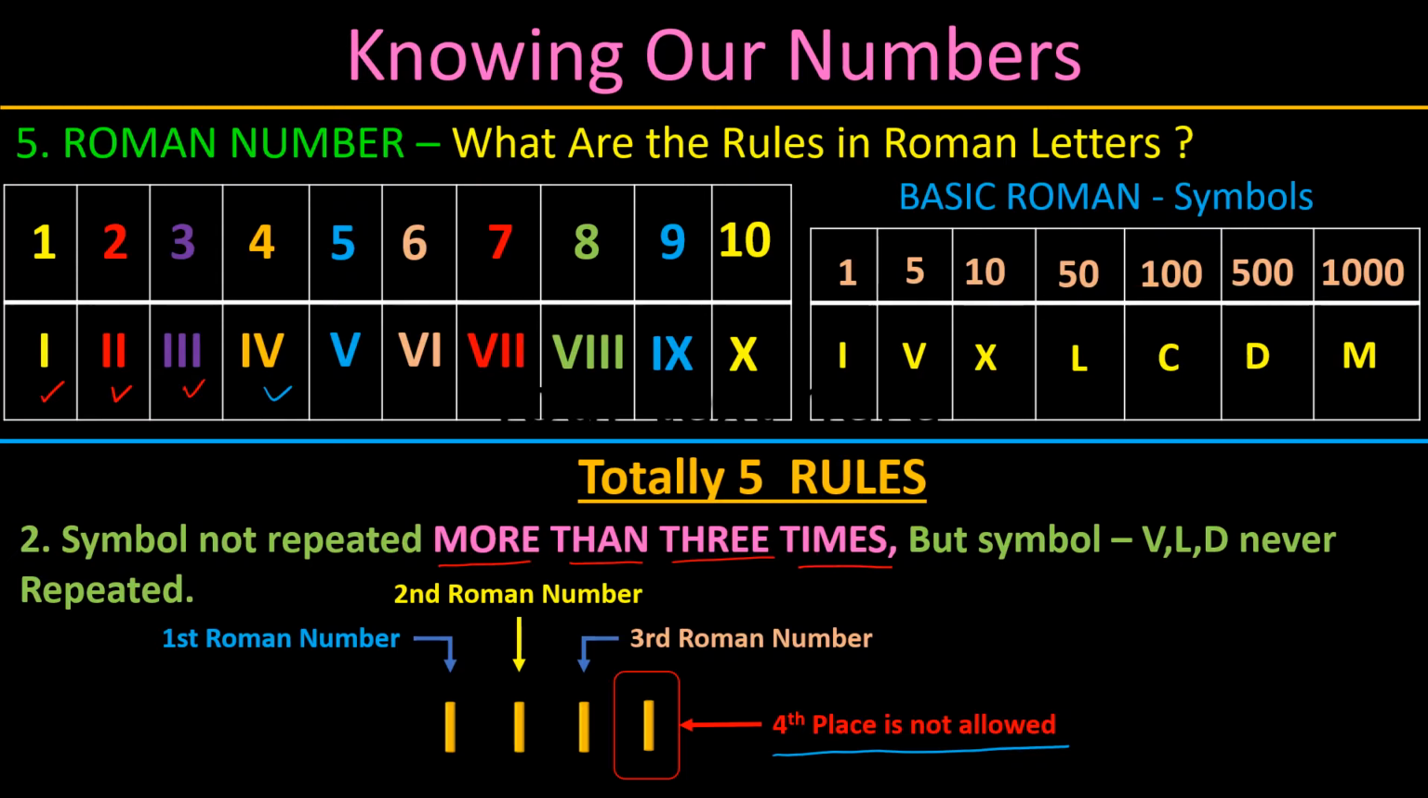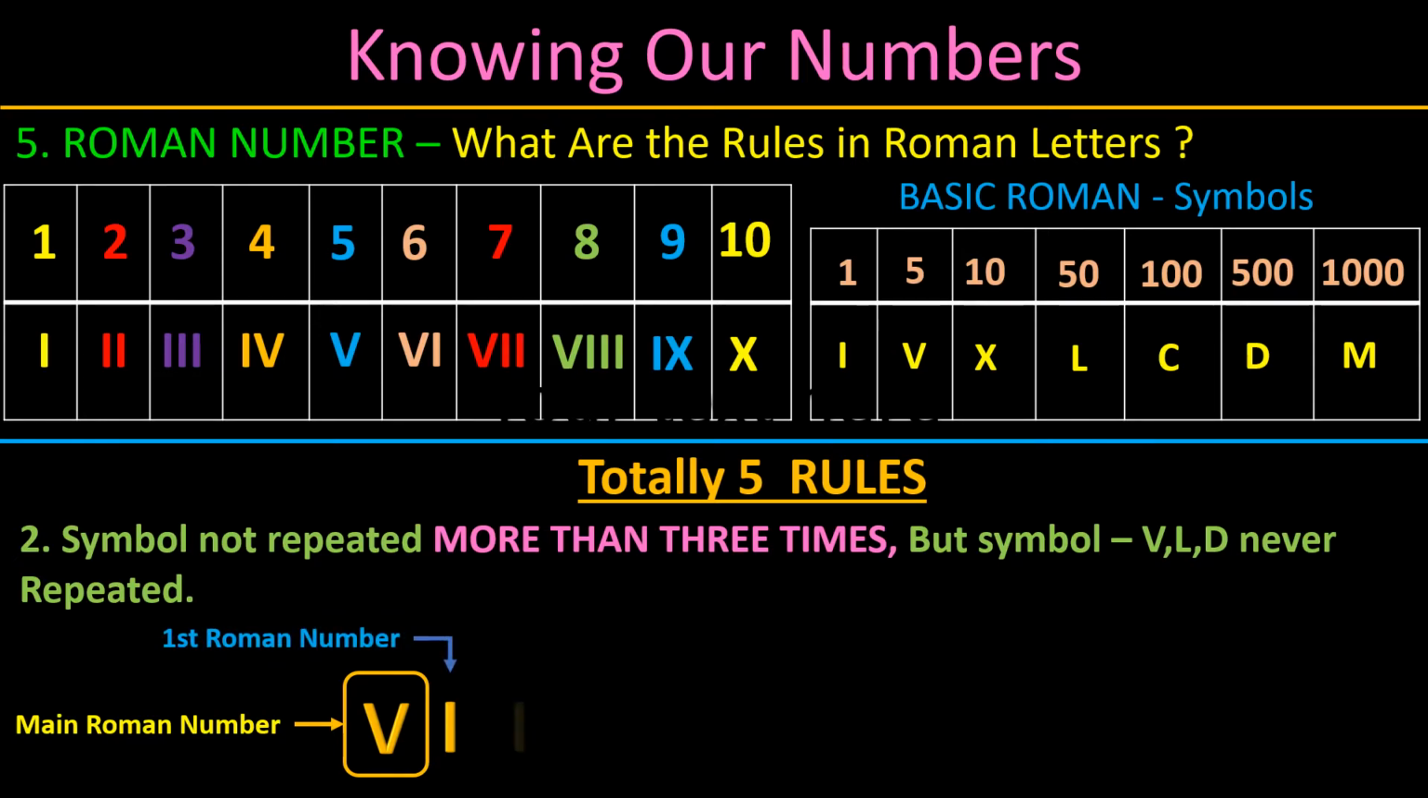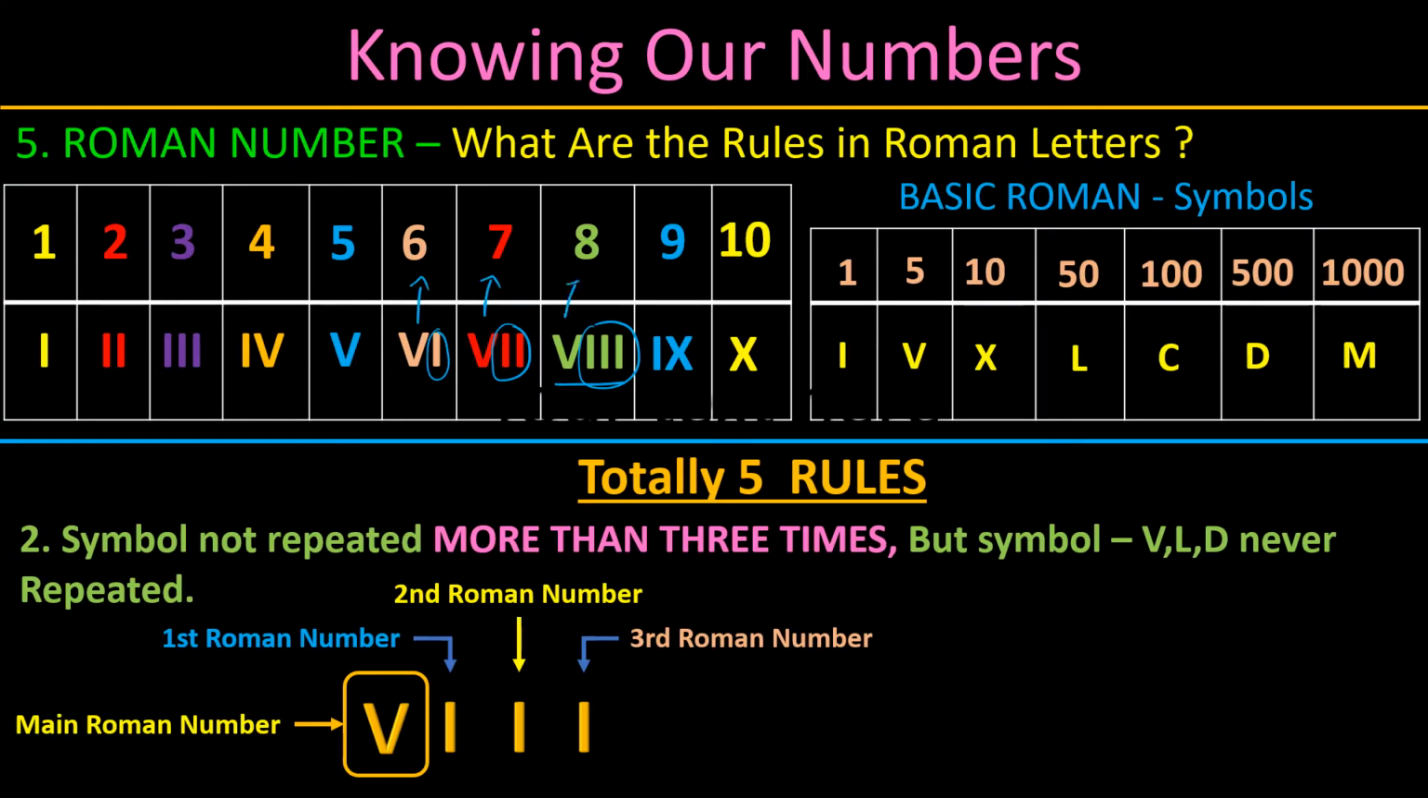There is one more point which we need to concentrate on. The next sentence will tell: symbols V, L, D are never repeated. V, and you can write here Roman main number 1. This is allowed, this is allowed, this is allowed. You see here this is how 3 times is used, here 2 times used, and this is 1 time used. Made a 6, made a 7, and this is 8.